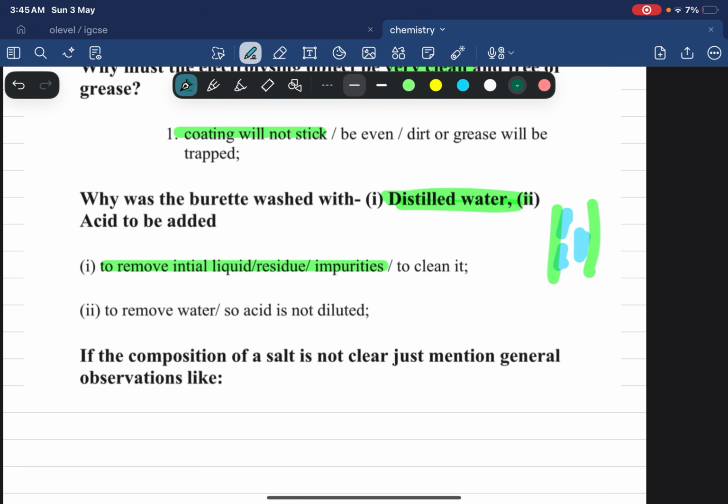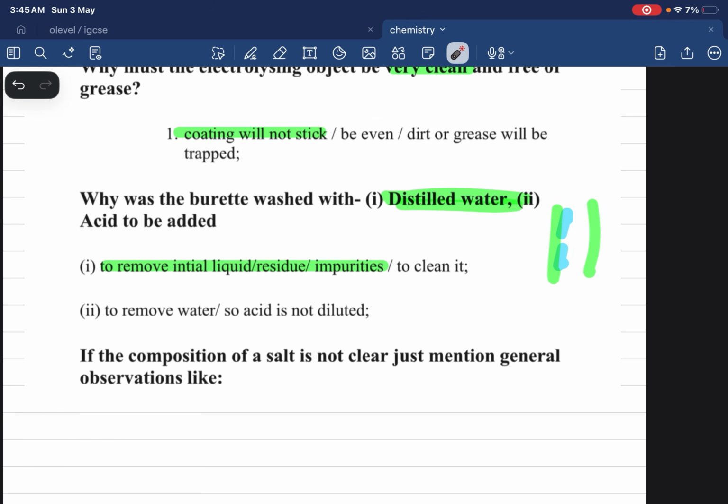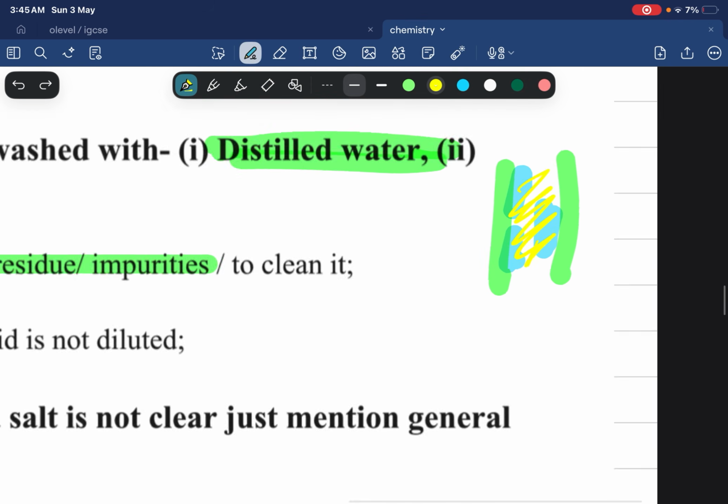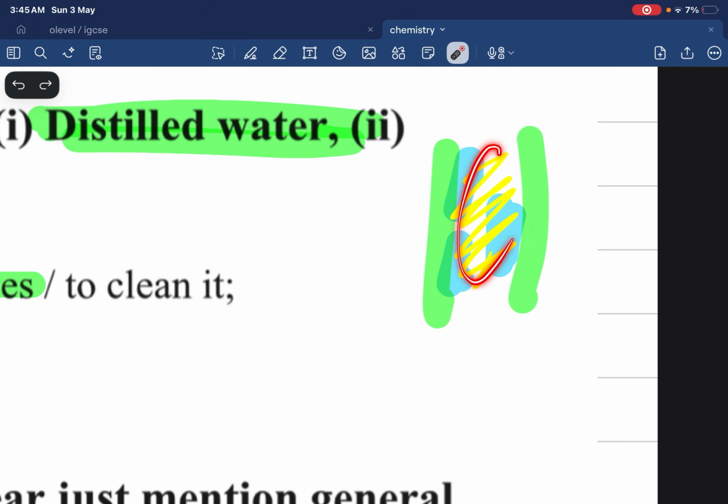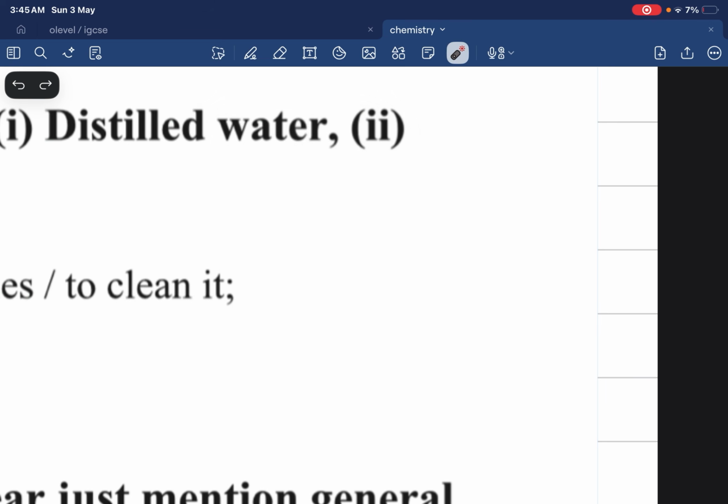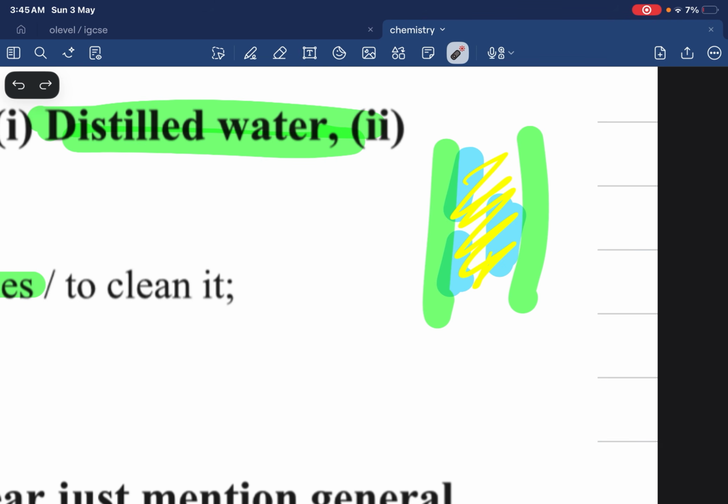And if there are water particles and then you add your substance in the burette, for example, the substance is yellow in color, what's going to happen? If there are water particles left in your burette and then you add the mixture, this yellow thing is going to get diluted because of the water over here. So it's important that you wash the burette with water and then you wash the burette with the yellow thing and then you add the yellow thing in it.